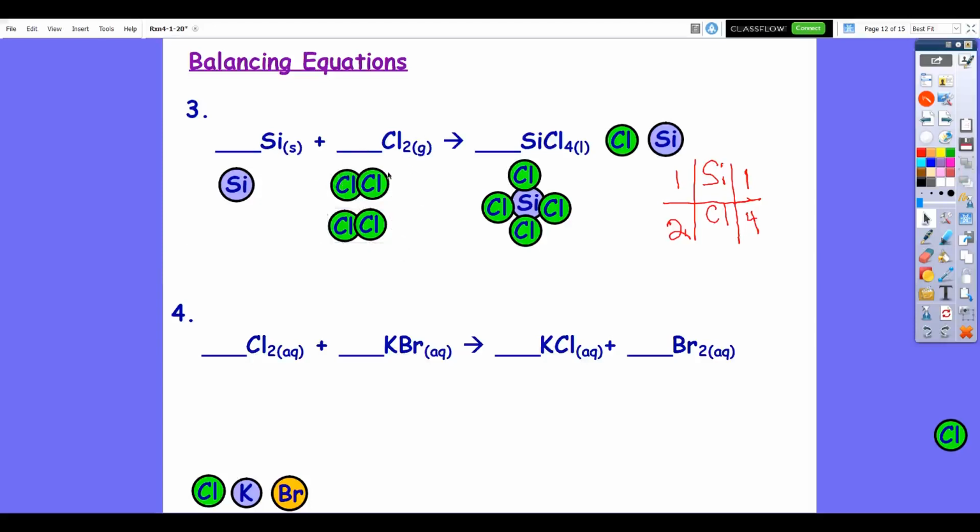So now I have 1, 2, 3, 4. Oh, hey, that's how many I need to balance my reaction. So I have 2 molecules of my chlorine. So 2 times 2 gives me 4. And now I'm balanced. 1, 1, 4, 4. All right, here, let me do the next one. I'm going to leave the rest to you guys.